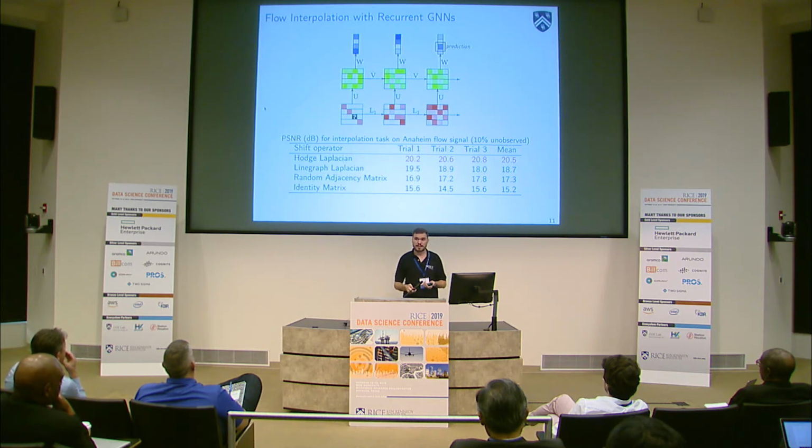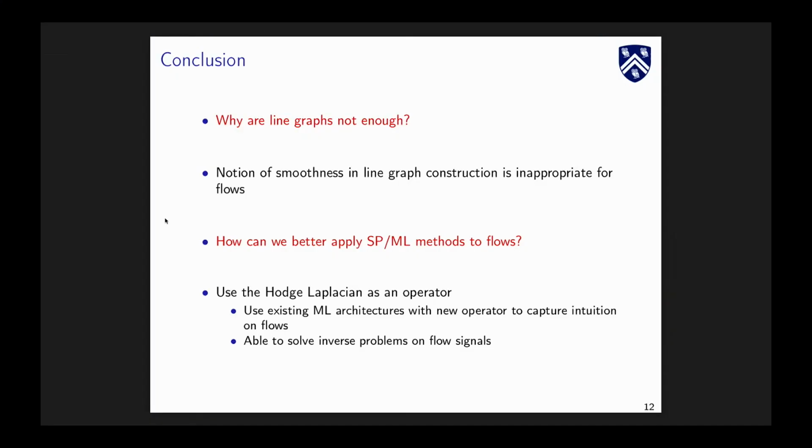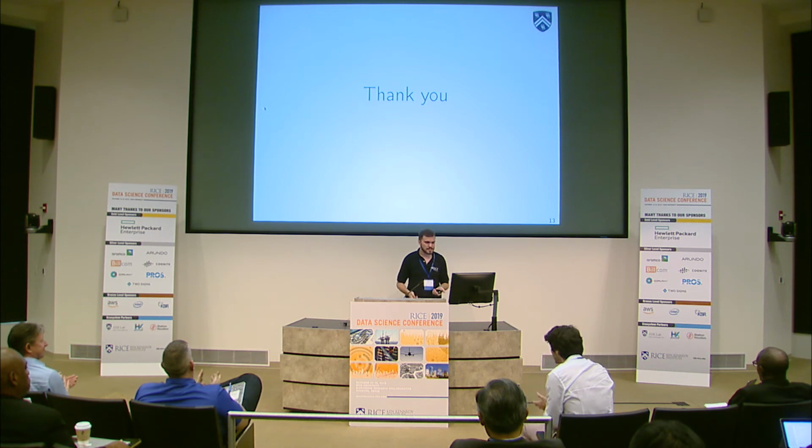Okay. So overall, our main claim is that line graphs are not enough for tackling problems related to flows on graphs because the notion of smoothness is inappropriate. And to do better, we can use things like the Hodge Laplacian that suit our intuitions about this type of data better. And with that, I thank you for having me.